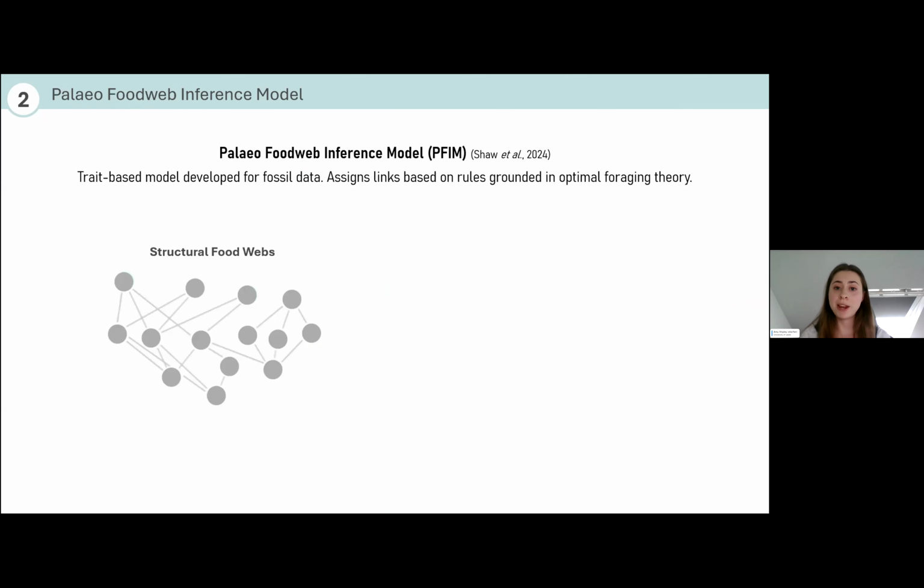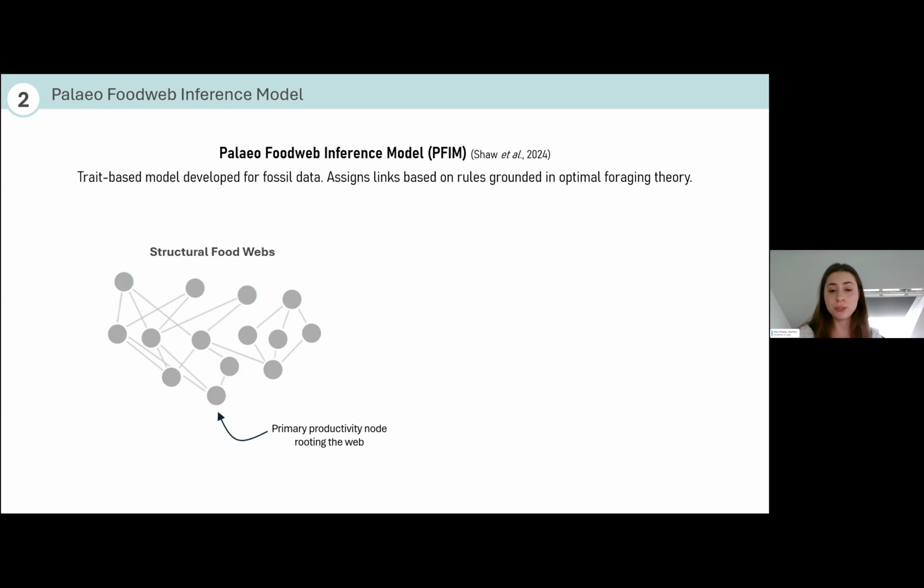So the FIM, the paleo food web inference model, generates structural food webs. What I mean by this is that these are topological webs which only consider the presence or absence of taxa. So there isn't a measure of biomass or population data. Because of this, when I show you my webs, we have one node at the very bottom which roots the web, which just represents all primary productivity going into this web. But the amount of biomass or productivity isn't quantified.